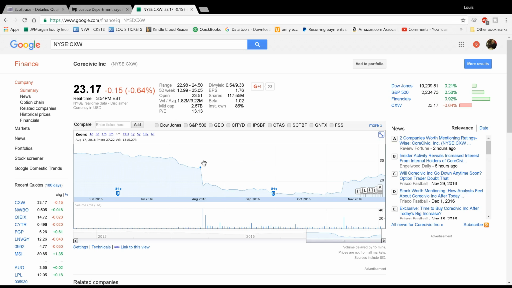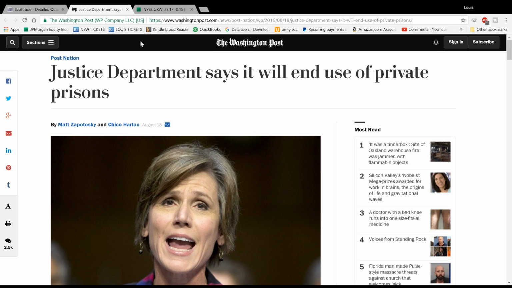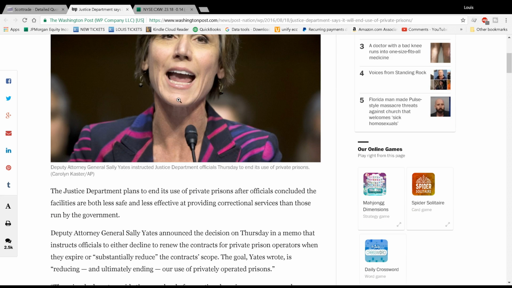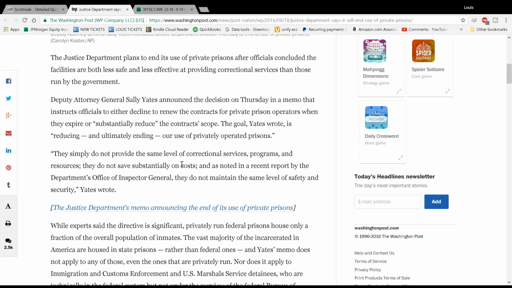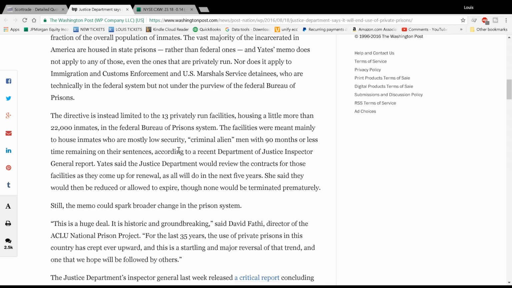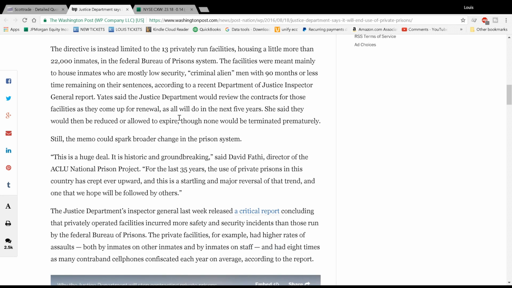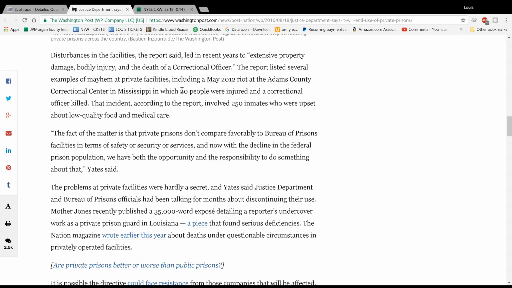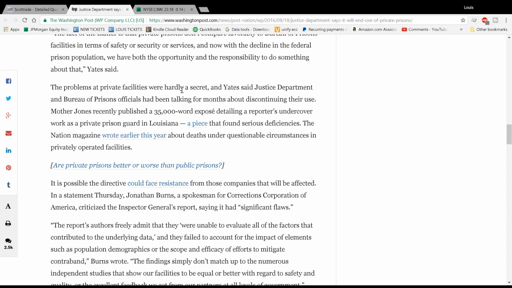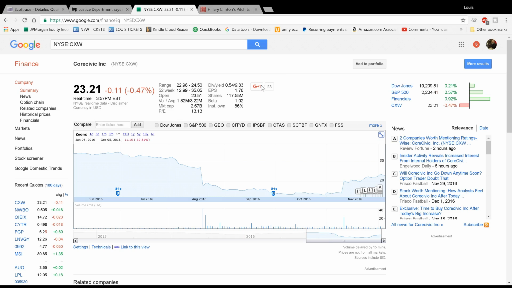So what caused that huge jump over here? If you look at the news, Justice Department says it will end use of private prisons. And they're talking about how they find them less safe and less effective, and they're saying that they plan on phasing them out. And there's an article on it. And so you read this news and you see that, okay, they're thinking that they want to do that. You'll see that the stock continued to go down through September. So in September, it was sitting around 16.15.